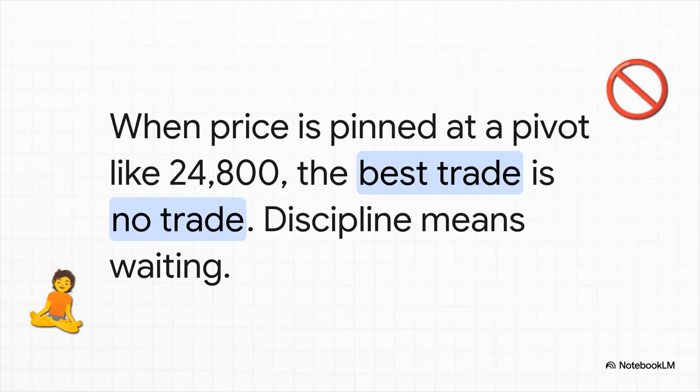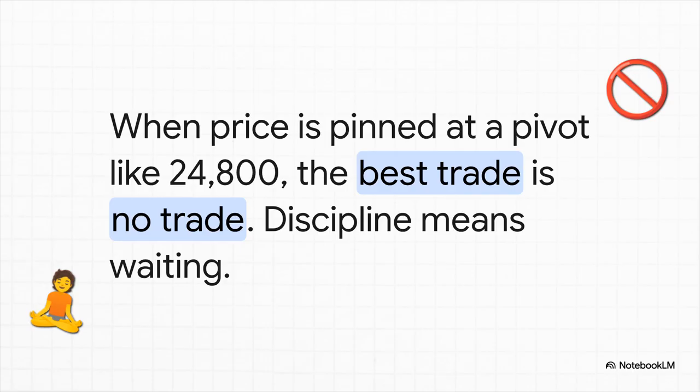Now here's a really crucial point. The gamma map also tells you when not to trade. When price is just stuck, chopping back and forth around that 24,800 pivot, the market is perfectly in balance. The dealers have it pinned down. Trying to force a trade in that environment is a losing game. Real discipline is recognizing this and knowing that the most profitable move you can make is to just wait for a clearer opportunity.